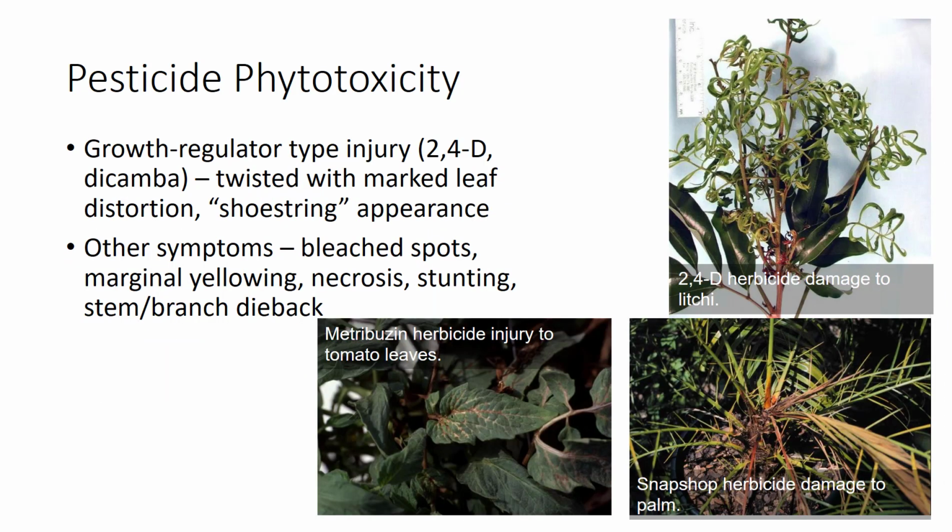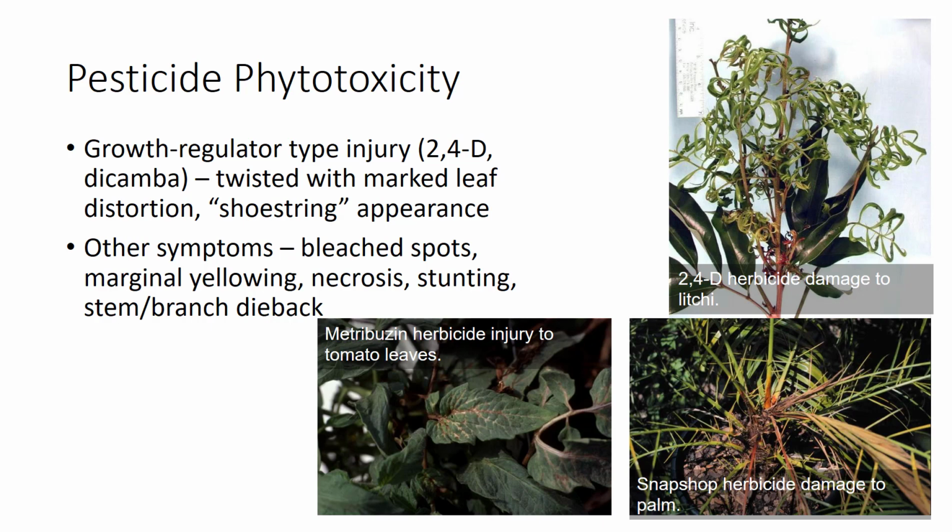Another type of plant health problem that you may observe is phytotoxicity from pesticides. The pesticides may have been sprayed directly on plants, applied as granules around the base of the plant or to the lawn, or may have drifted over from applications to nearby plants. This type of phytotoxicity may very well be confused with viral diseases or abiotic disorders. Growth regulator type injury can occur on broadleaf plants from absorption of certain herbicides such as 2,4-D and dicamba. Affected plants become dramatically twisted with marked leaf distortion and a shoestring appearance of the leaves.